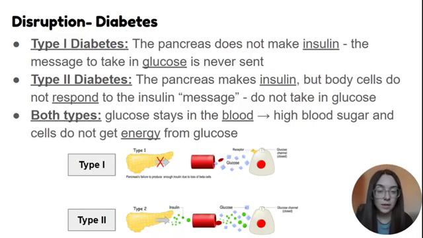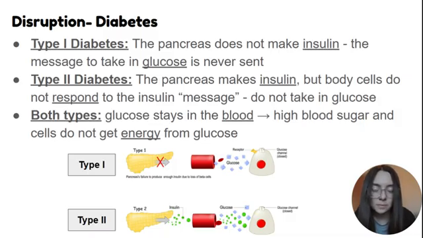What about type 2 diabetes? This one is typically diagnosed later in life. So the pancreas is going to make insulin in this case. It's going to make the message. It's going to try sending it, but the body cells do not respond to the insulin message. Okay, it's like they ignore the message. They get the message, but they're like, meh, I'm not responding to that message. Okay, and it's because they are resistant to the message.